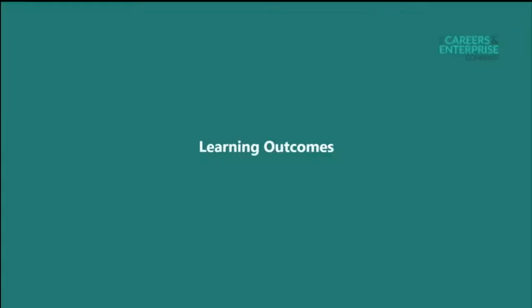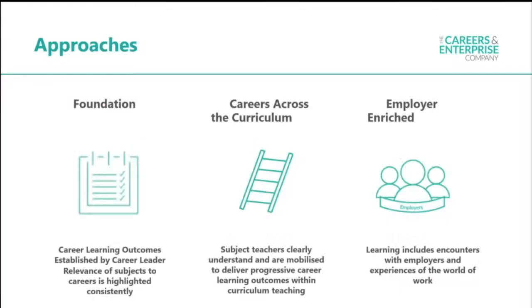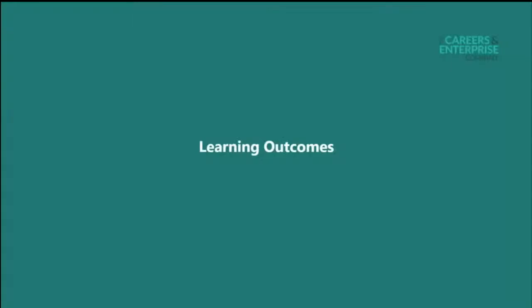So the ultimate starting point, as I said, is what we're looking at today: that you've got a strategic careers plan. And from that careers plan, you've got subsequent progressive learning outcomes which underpin your careers programme, that support strategic priorities and vision, and which most importantly lead to positive outcomes for students.